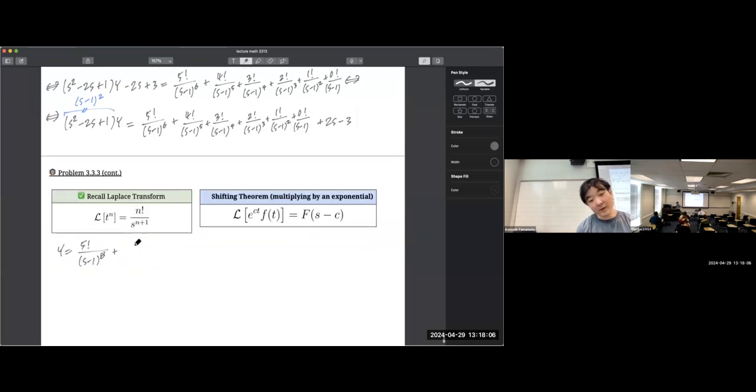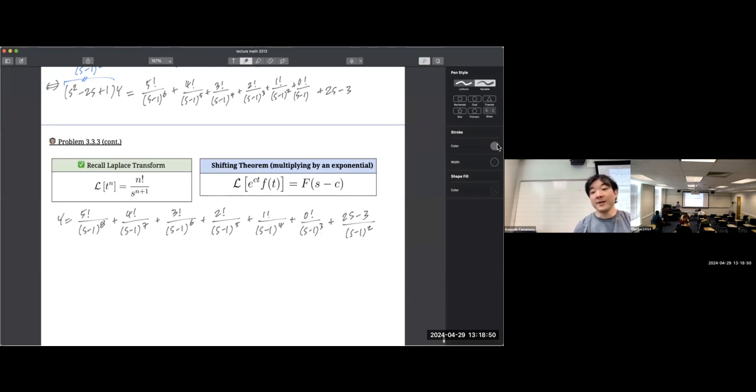And then plus 4 factorial over S minus 1 to the 7th, plus 3 factorial over S minus 1 to the 6th, plus 2 factorial over S minus 1 to the 5th, plus 1 factorial over S minus 1 to the 4th, plus, I guess we could say, 0 factorial over S minus 1 to the 3rd. And then the last one is just going to be S minus 3 divided by S minus 1 squared.